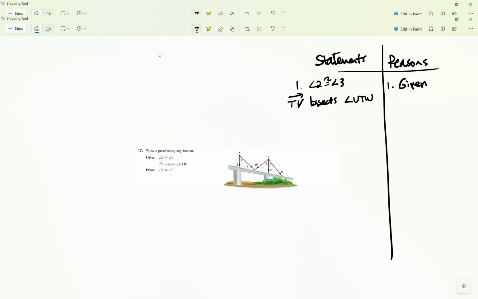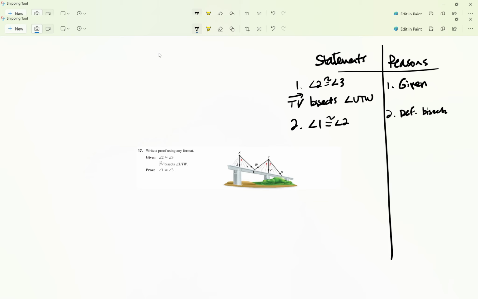So here we go. Number 2. Now, what else can we conclude based upon the given statement? That's what goes through my mind when I try to solve these problems. So it's this that jumps out at me, that TV is a bisector for UTW. So this is UTW right here, which means that this angle and this angle, angles 1 and 2, have to be congruent. Because TV, right, bisects and makes two equal parts. So this is the definition of the angle bisector, okay?